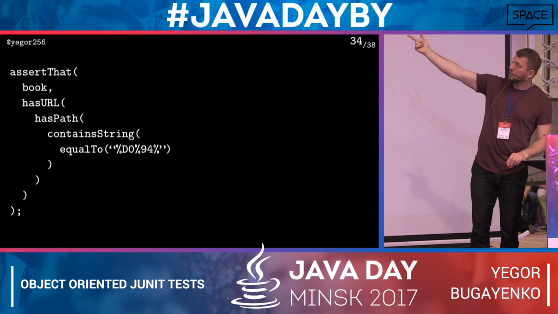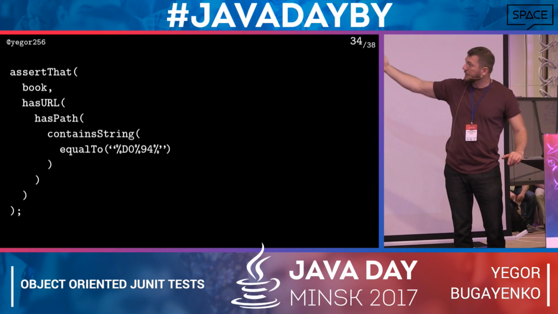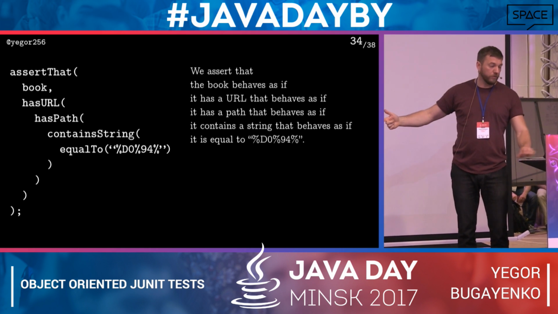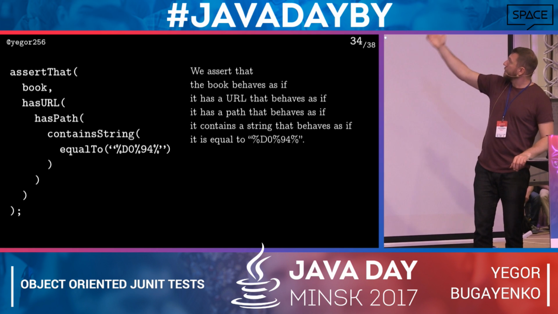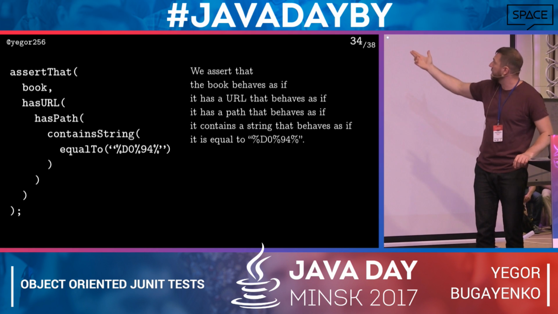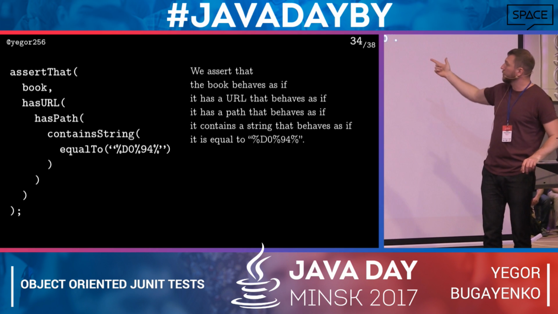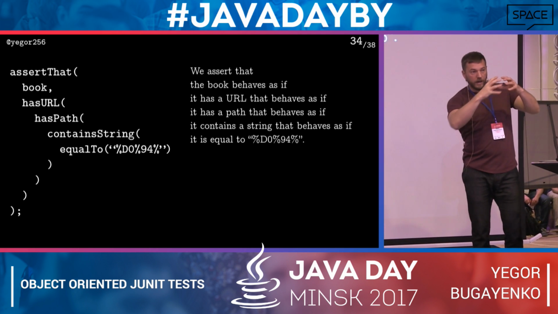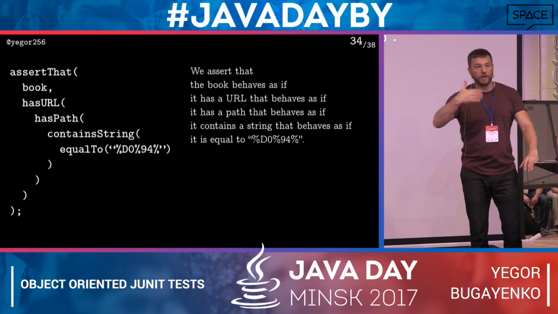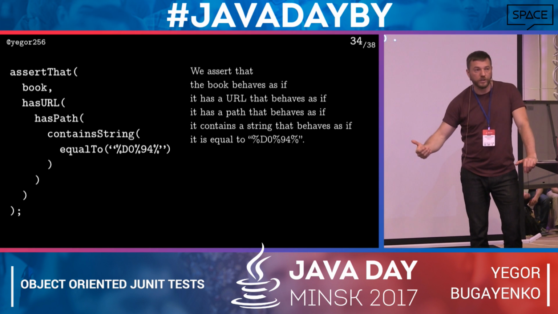If you think like that, you will read this code this way: assert that the first part is the book, the second part is the composite matcher. Has URL, has path, contains string equal to. We assert that the book behaves as if it has a URL, that behaves as if it has a path, that behaves as if it contains a string, that behaves as if it is equal to that string. So this is a hierarchical composition of statements about the object you have on top. You go deeper and deeper, traversing the object and making statements about the behavior you extract from it.